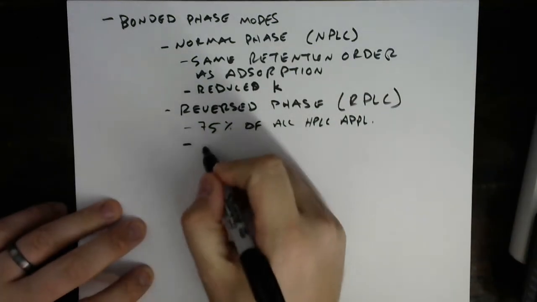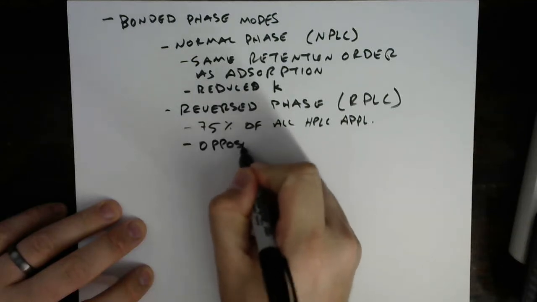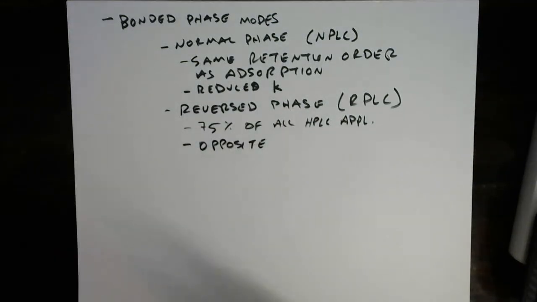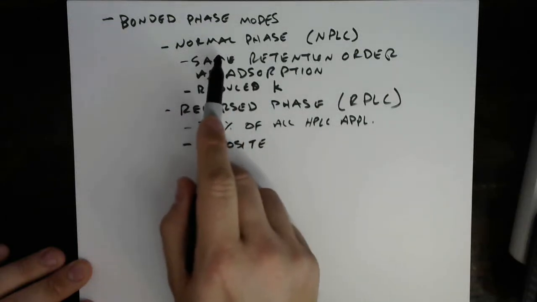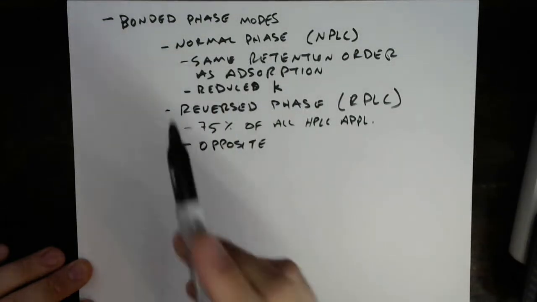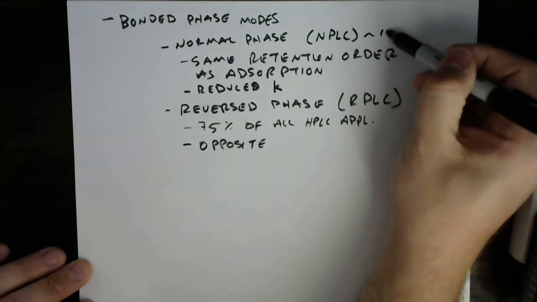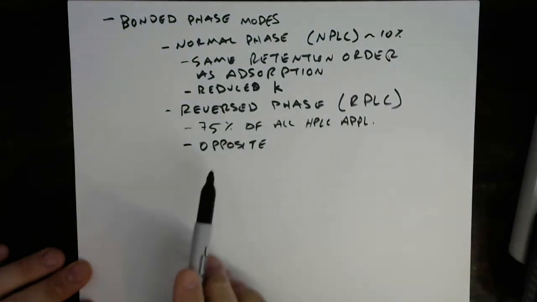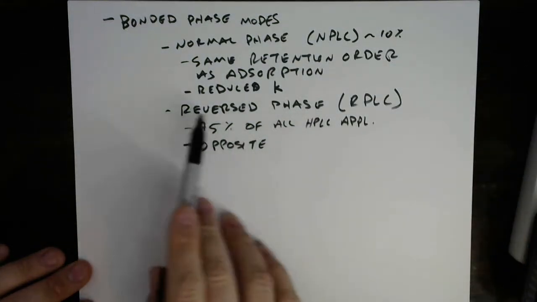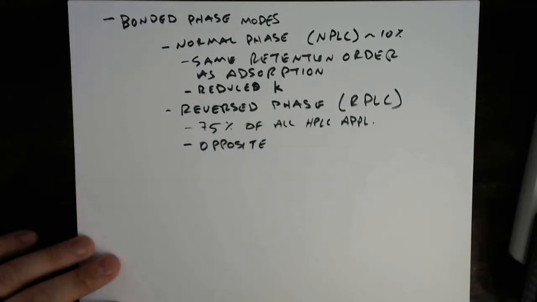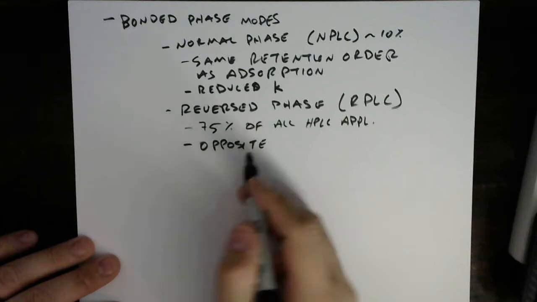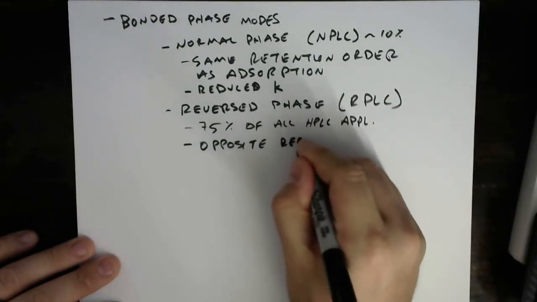It gives the opposite retention order. I've always thought that it's a little bit ironic that the technique that everybody uses is not the one that's called normal, right? The normal phase is maybe something like 10% of applications. The overwhelming majority are these ones that are reversed, and it's called reversed despite being by far the most common thing because it gives opposite retention order.